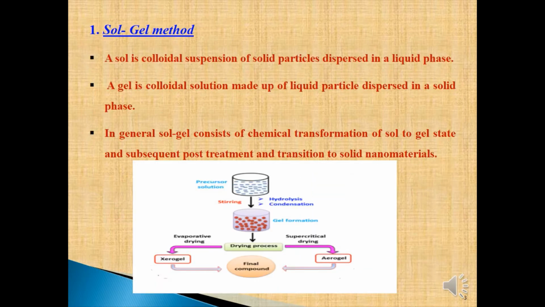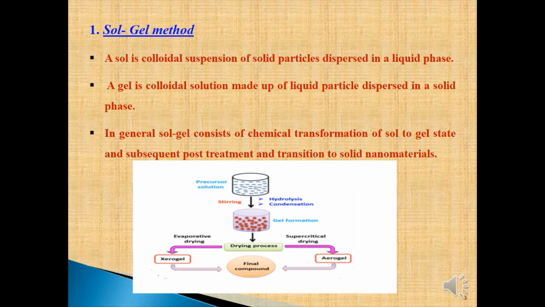The most convenient method of preparation of nanomaterial is the bottom-up approach. In this process, there are three ways we can prepare the nanomaterial. One is the sol-gel process, second is precipitation, and third is the chemical vapor deposition technique. I will be discussing all three techniques in detail. First, let me start with the sol-gel method.